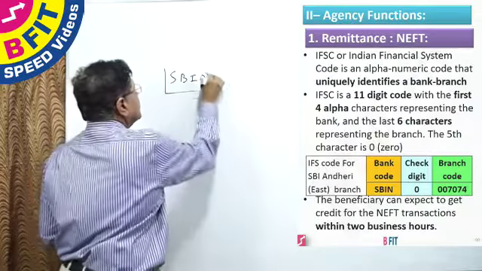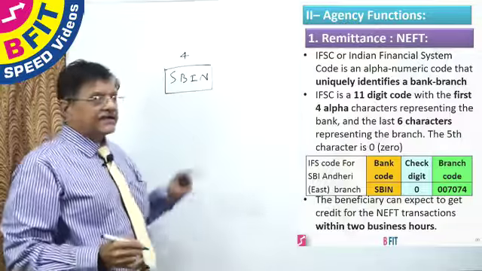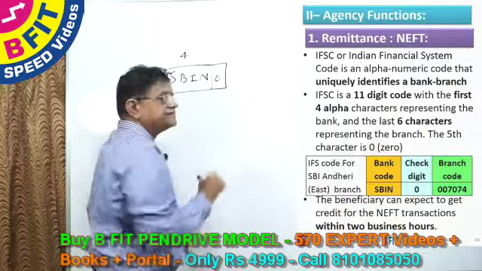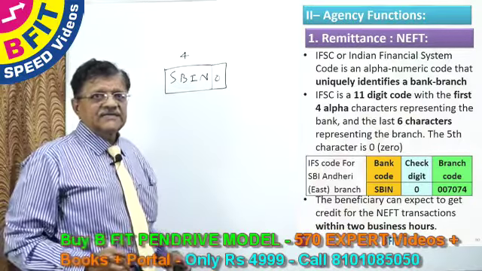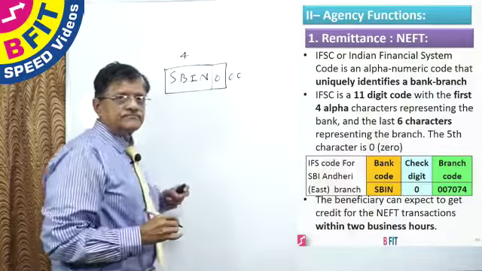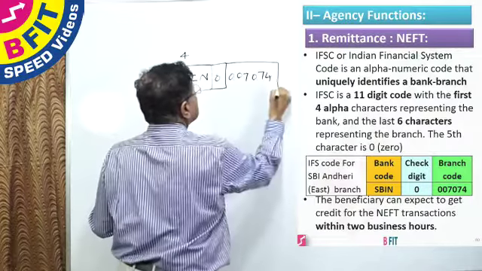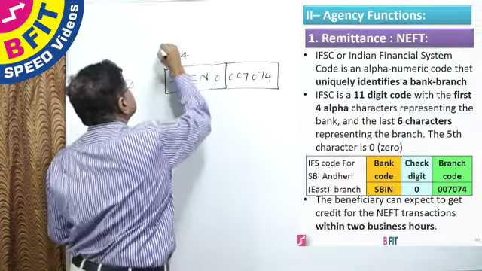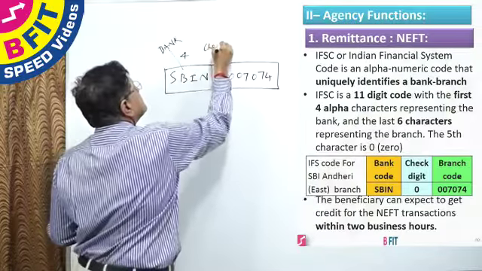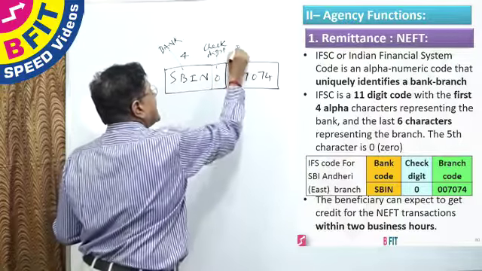This is the first 4 characters, which are alpha characters. Then the next digit is a check digit, which is a 0. The next 6 digits are the branch code. This is bank. This is check digit. This uniquely identifies the branch.